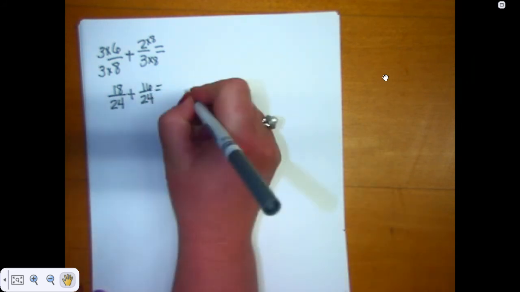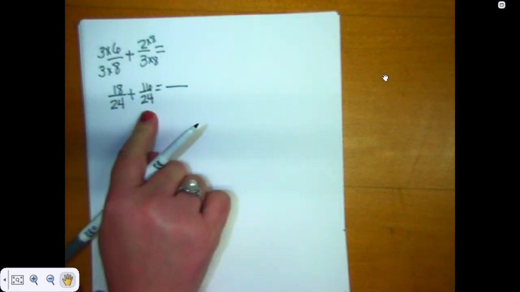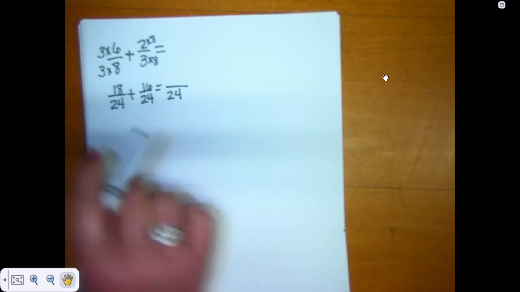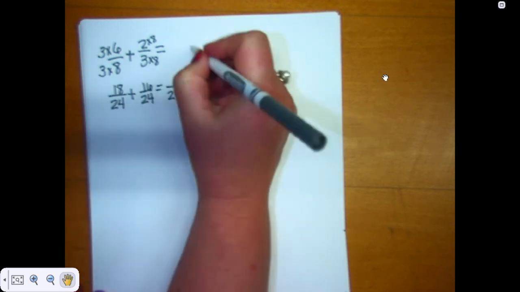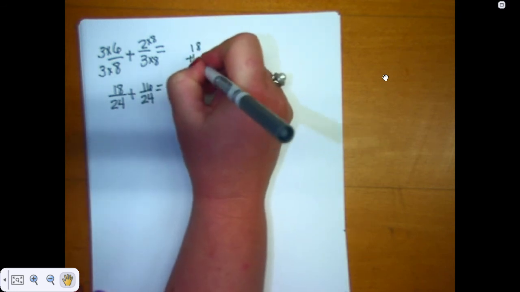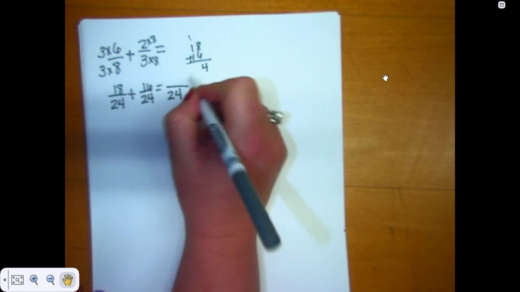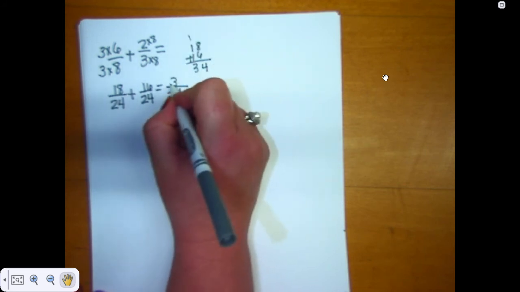Okay, so now all we have to do is add. I don't add the bottom numbers. I just bring it over. My denominator is 24. I don't add it. Now, 18 plus 16. I don't like to add this way. I like to put it up and down, so that's what I'm going to do. 8 plus 6 is 14. Carry my 1, and I have 34. So my top number is 34.